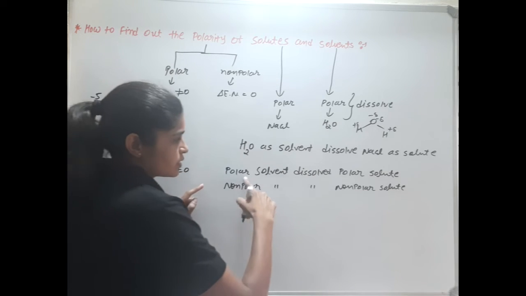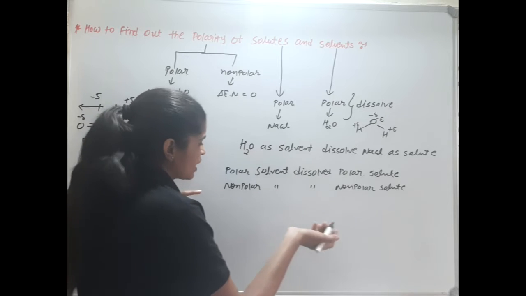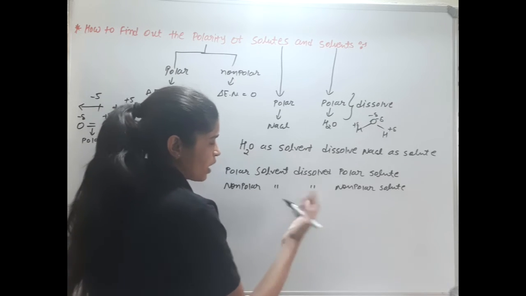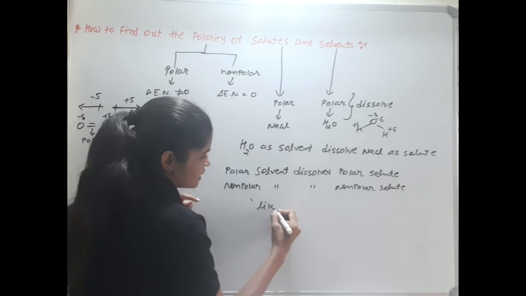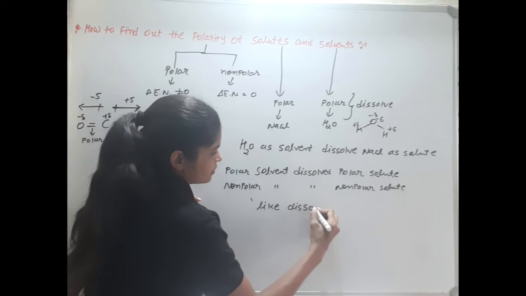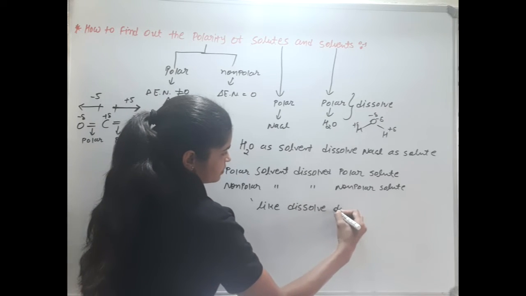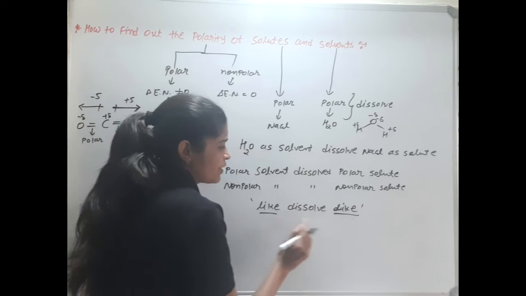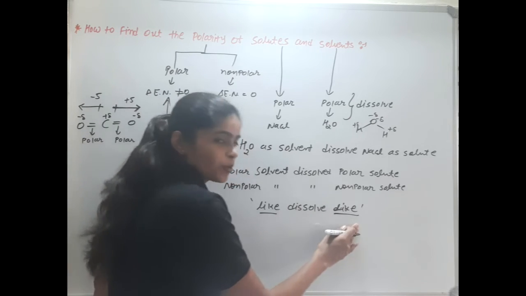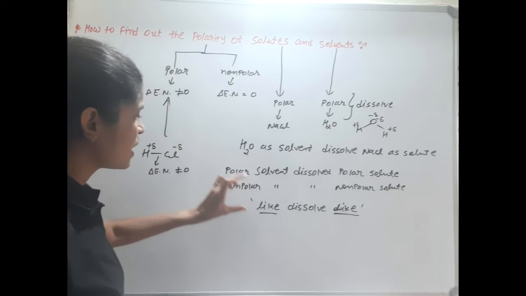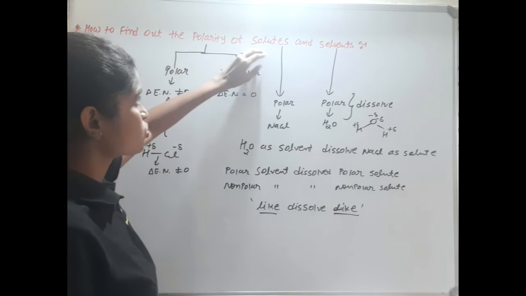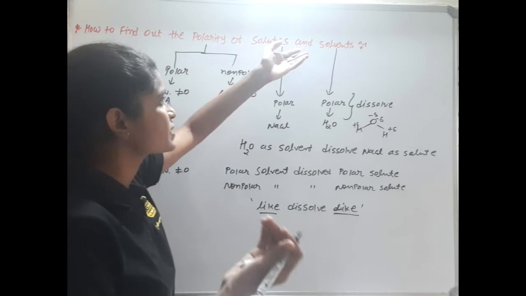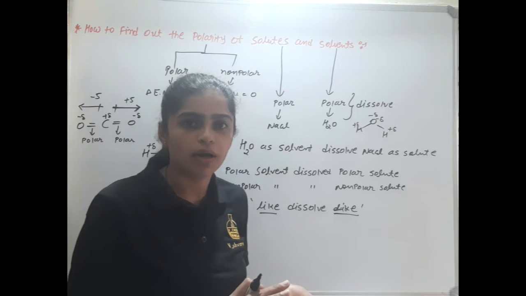This principle, polar solvent dissolves polar and non-polar dissolves non-polar, is known as like dissolves like. These two statements are the same. So this principle applies here: find out whether the solute is polar or non-polar and whether the solvent is polar or non-polar.